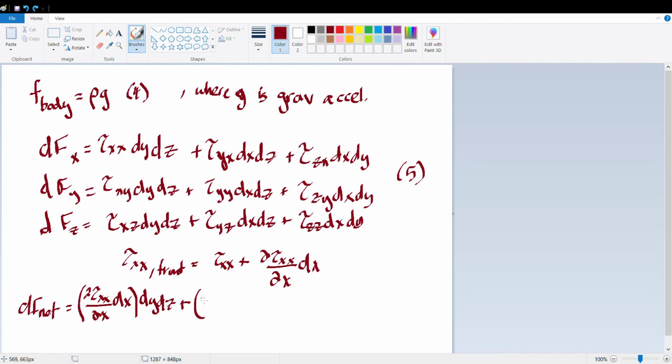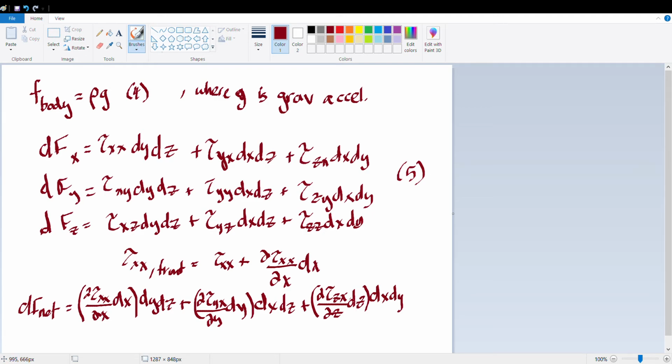Plus the differential d tau yx in the y direction, dy, and the face is defined by dx dz, plus the differential d tau zx, dz, applied on the face dx dy.